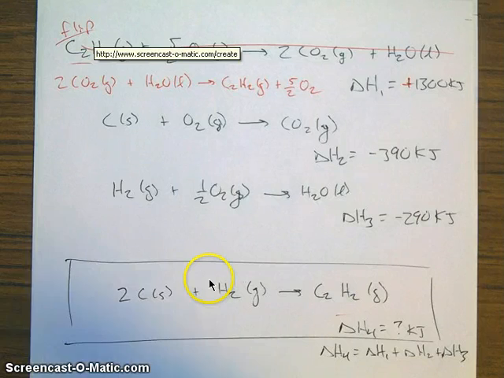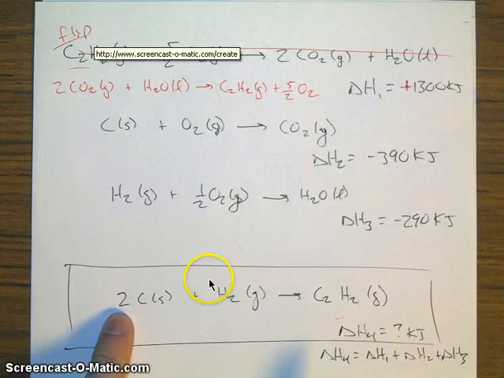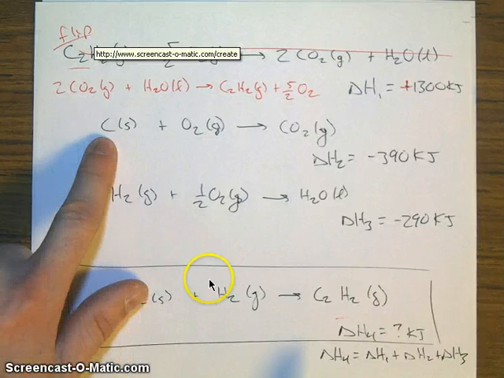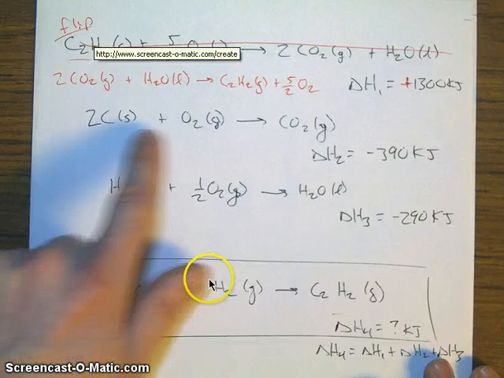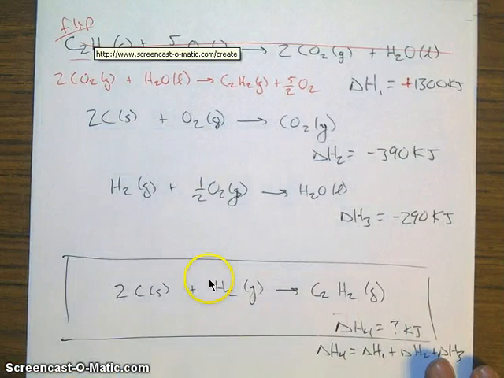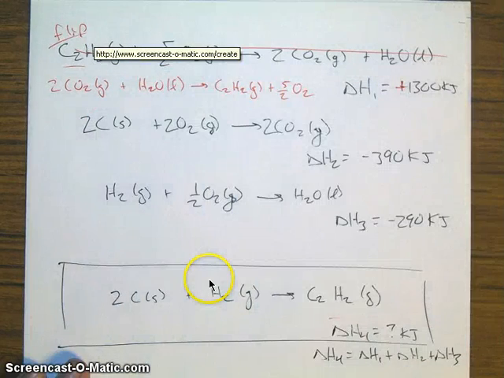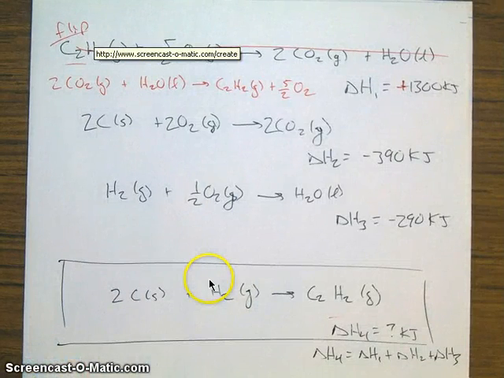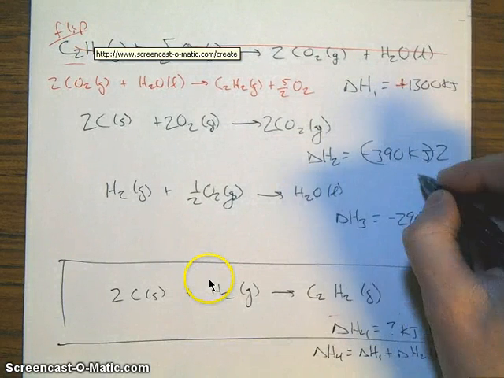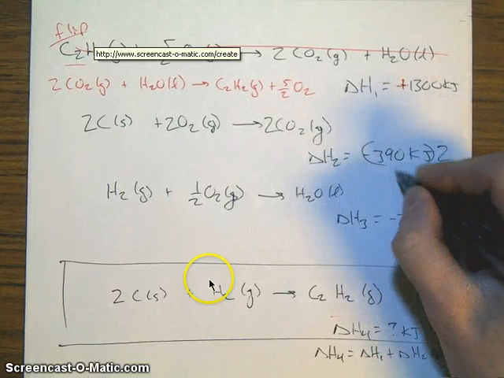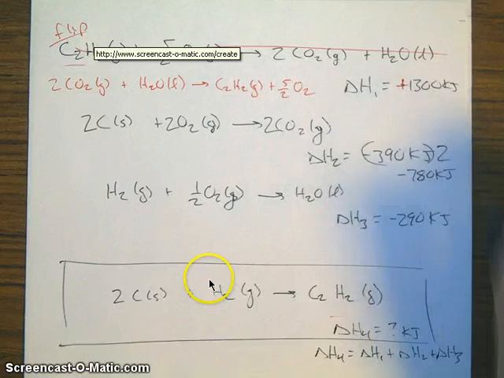Now watch how I do this. I figured this out by looking at the carbon and I'm like, all right, it's 2 C's. I need to make this 2 C's. So I'm going to multiply this by 2. But if I multiply this by 2, I have to multiply everything else including my negative 390. So it's now 2O2 and 2CO2. And then now I have to multiply this by 2. So it's now negative 780 kilojoules. Okay, so I've done that.